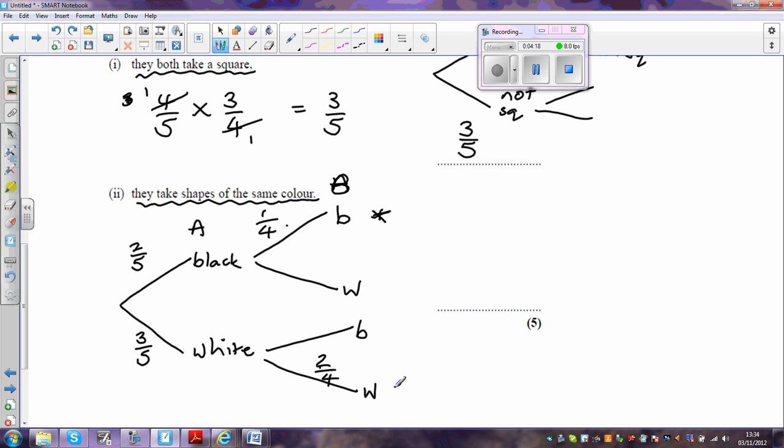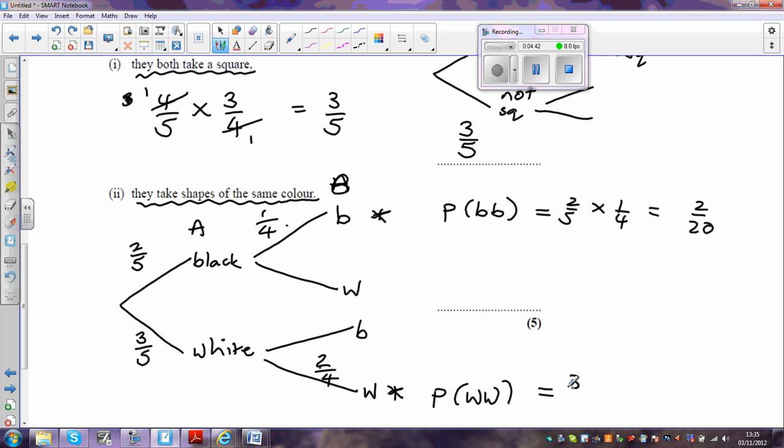Now again, we're going to multiply along the branches, but we're only going to multiply along here. So the probability that they both get a black, let's call it the probability of BB, is just going to be 2/5 times 1/4, which is 2/20. We could simplify that. If we go along this route, the probability that they both get a white is going to be 3/5 multiplied by 2/4, and 3 times 2 is 6, 5 times 4 is 20. That's the probability that they both get a white.